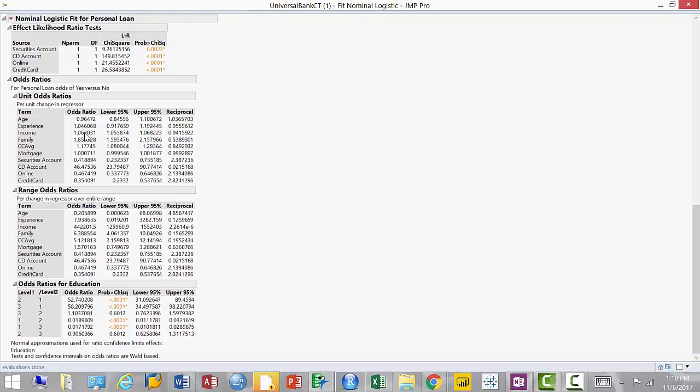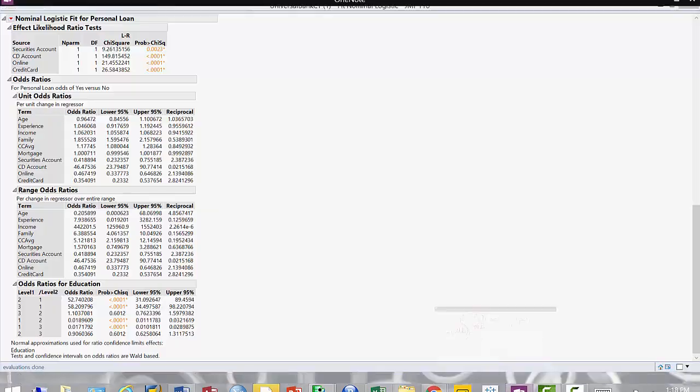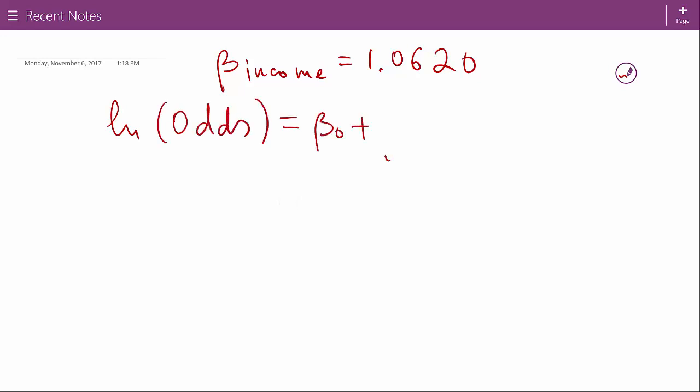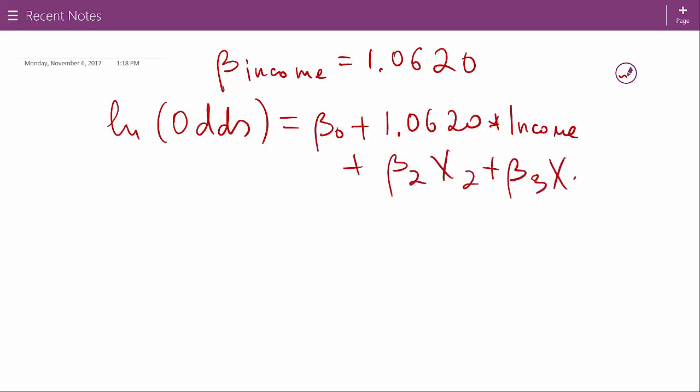For the income, for example, the slope of the equation is 1.062. So I'm going to write that down. Slope for the income is 1.0620. Now, my equation looks something like that. Natural log of odds is equal to beta 0 plus beta 1 times x1, and let's use income as beta 1. So my slope is 1.0620 times the income value, and then I add the rest of the variables: beta 2x2, beta 3x3, etc.